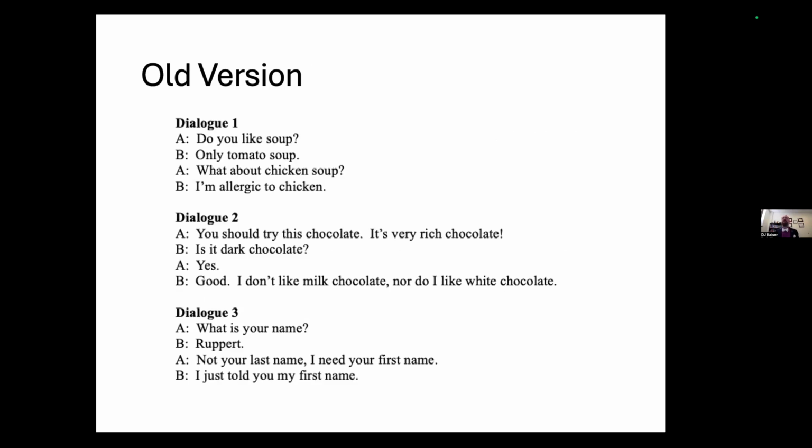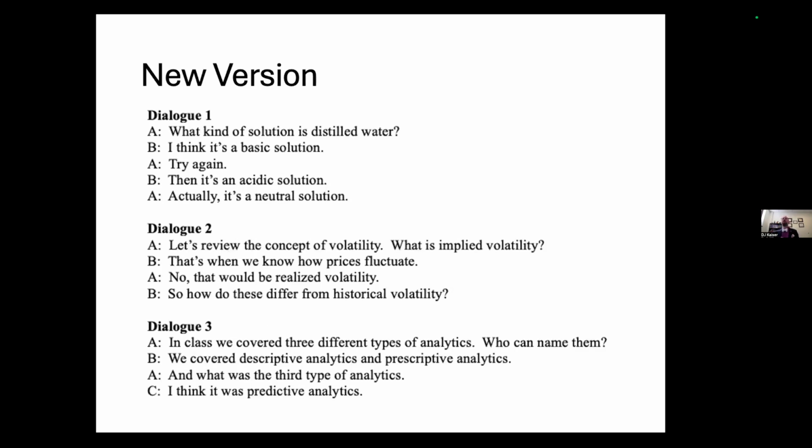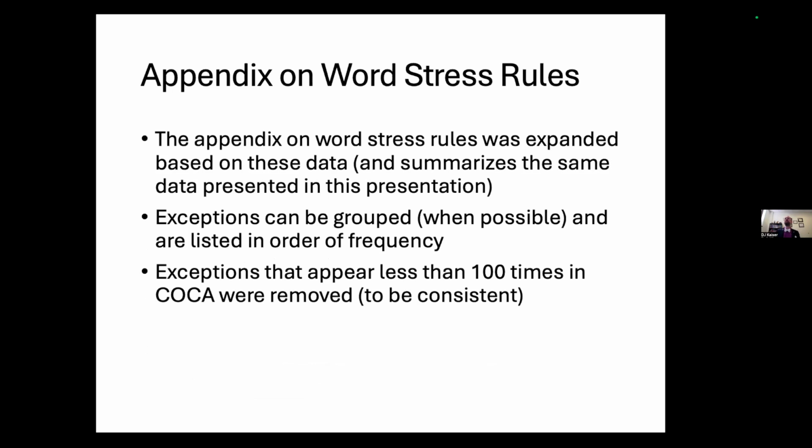So just one quick example here. This is an old version. Do you like soup? Only tomato soup. I'm allergic to chicken. So allergic would be stressed by one of these rules. Chocolate would be. But then taking a look, what kind of solution? So solution would be stressed by one of the rules. Basic, acidic, actually. Then we get volatility, fluctuate, historical, analytics. So now we're getting more words that are coming from these rules. Overall, I like these dialogues better, but they're also integrating word stress practice, even though it's not the focus of this particular activity.